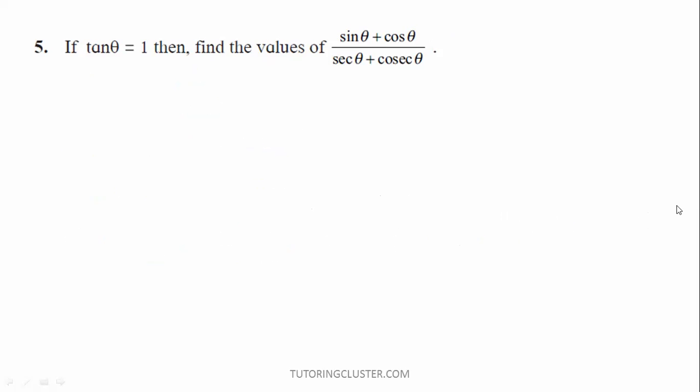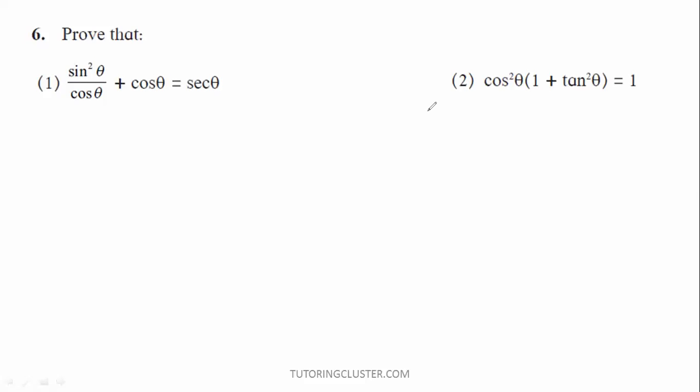Now, next, we have to prove some trigonometric relations. That means we have to prove here LHS is equal to RHS. So let us consider the first example. Consider LHS first. Sine square theta upon cos theta plus cos theta. Do the cross multiplication.